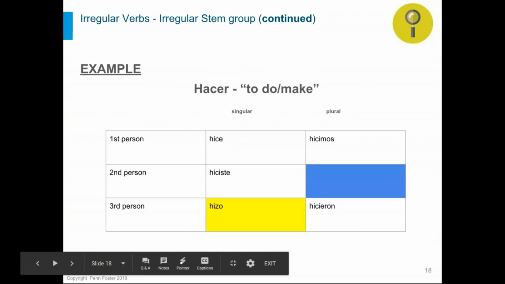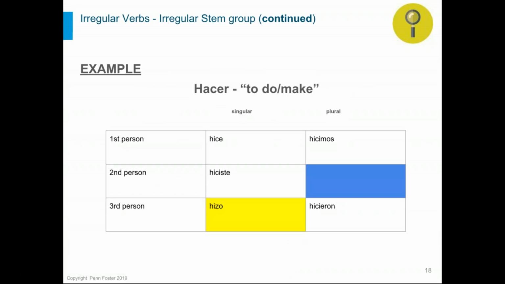Okay, so there it is. The verb hacer means to do or to make. If you notice, as we just discussed at the bottom of that previous slide, HIC is its irregular stem in every person except third singular. And then in yellow there, you see how it changes just for this particular verb from a C to a Z, rather.